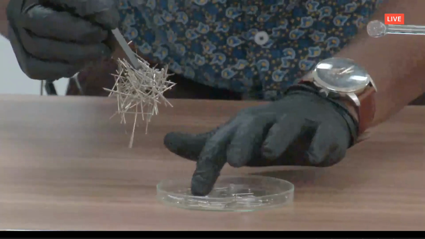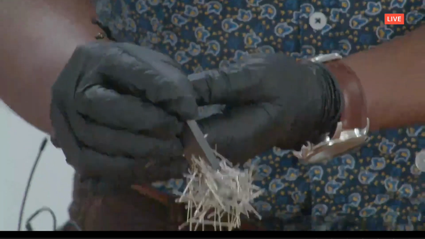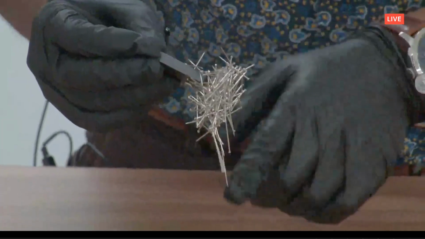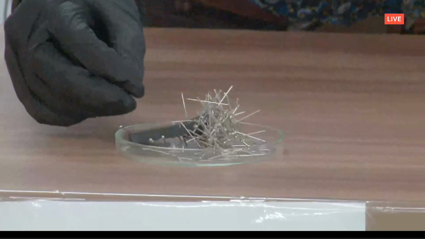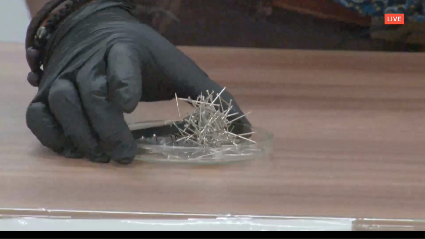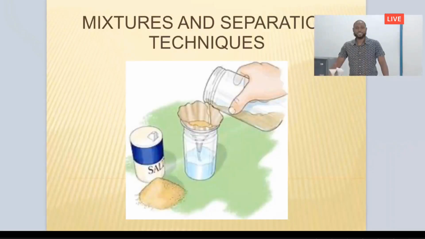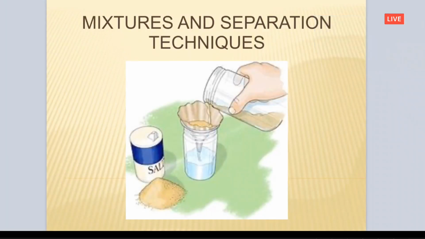Wow, that was easy, wasn't it? All the needles were attracted to the magnet. So now I'm able to remove the paper without being stuck by a needle. So, based on that intro, what do you think our topic is today? Our topic today is mixtures and separating techniques.